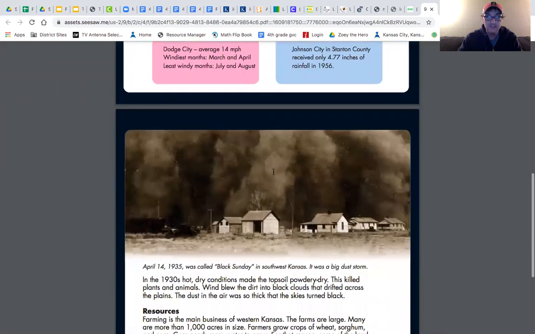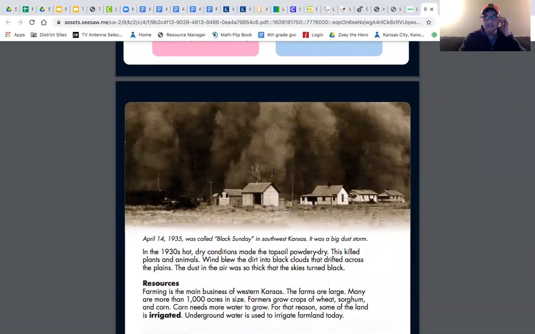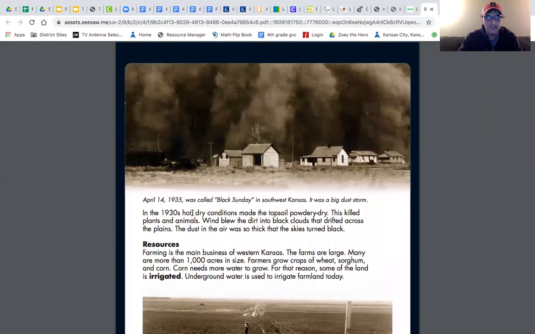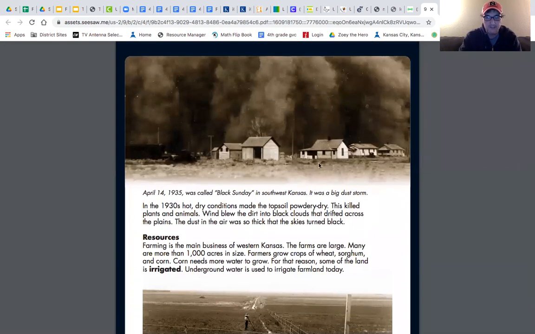And this is what it can get like when it's so dry. A lot of dust can kick up, like this huge dust storm from 1935. They called it Black Sunday because there was so much dust kicked up in a storm that it turned the sky black. In the 1930s, hot, dry conditions made the topsoil powdery dry. This killed plants and animals. Wind blew the dirt into black clouds that drifted across the plains. The dust in the air was so thick that the skies turned black. That'd be a scary thing to see, wouldn't it?